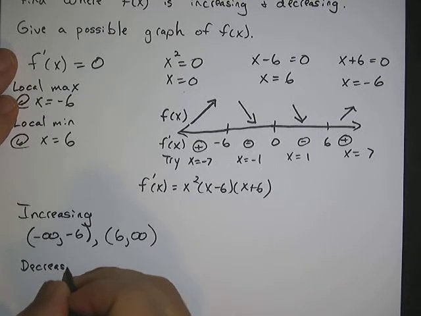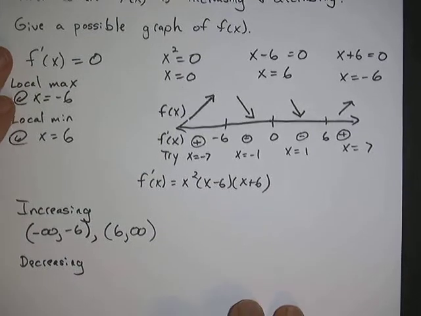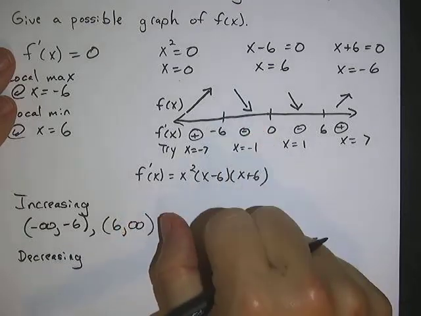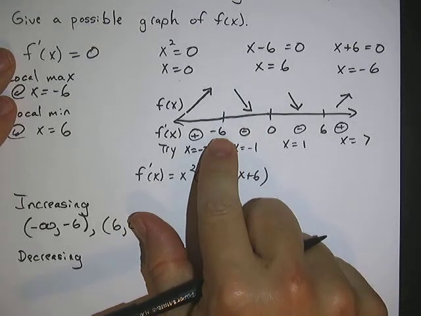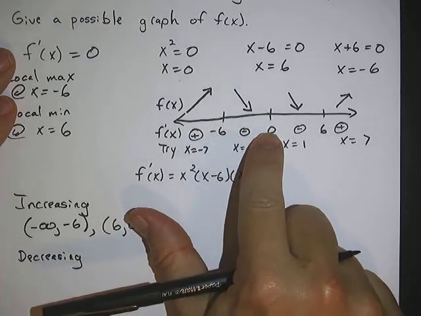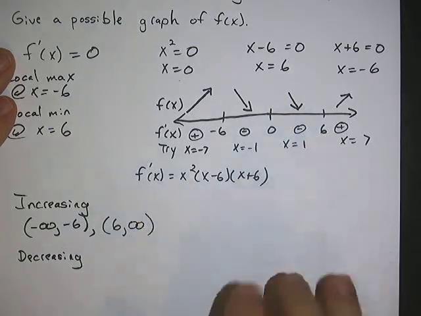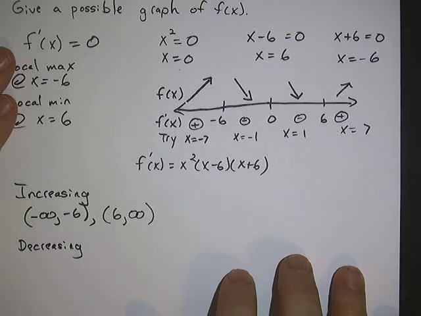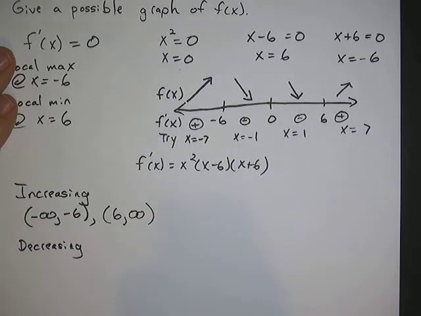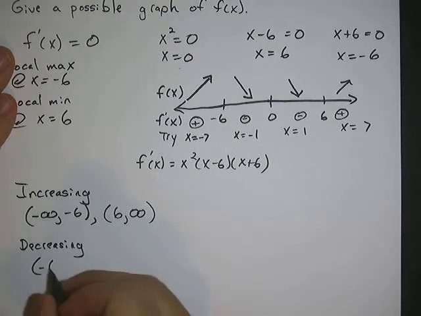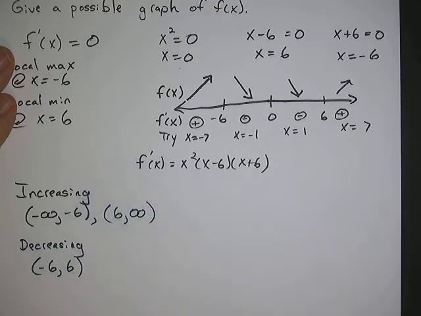Okay, so decreasing. Again, look at the graph here, or look at our number line rather. So it's decreasing from -6. It levels out, but then it keeps going down. So you can write this in two different ways. Both are commonly accepted. You can either just say it's from -6 to 6 and be done with it. That's an acceptable answer for most people.